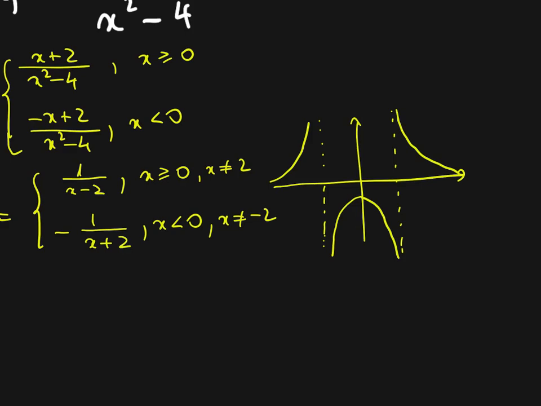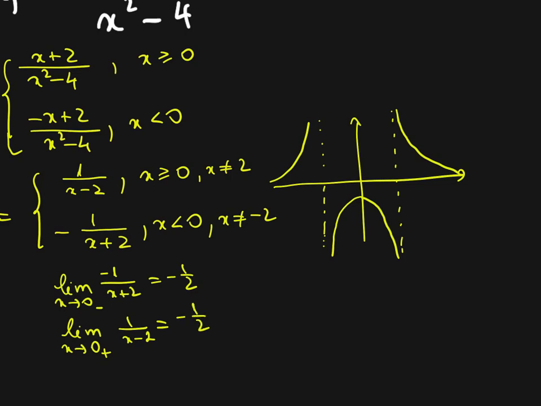See, at x equals 0, the function is continuous. At x equals 0, the limit when x approaches 0 from values smaller than 0 is minus 1 over x plus 2, that branch, which is minus 1 over 2. From the right, the rule is 1 over x minus 2, so it's still minus 1 over 2. And f of 0 is the same, minus 1 over 2. So the function is continuous at 0.